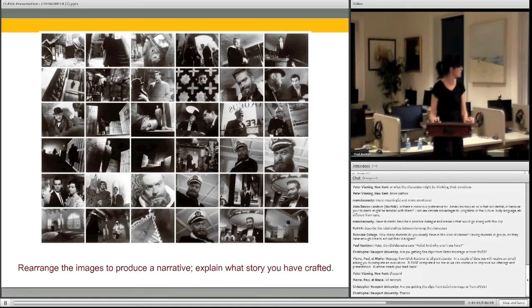You could also do this, this is something we were discussing during the break, you could do this with a film that you're going to show them before they see it. You could take the stills, have them create their own story, then show them the film. How is this different? That's something that I've also done in the classroom. How is the story that you created different from the actual film?